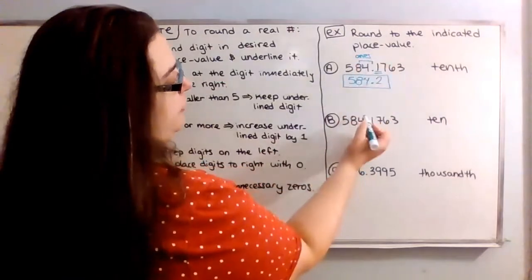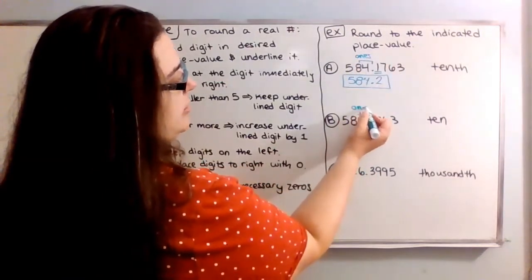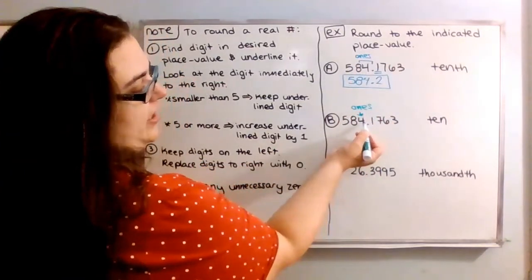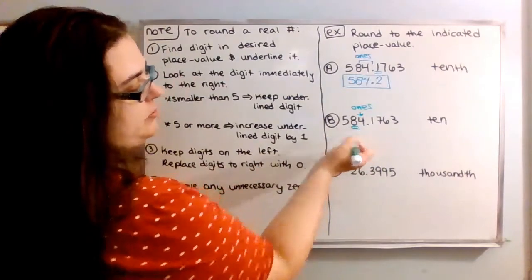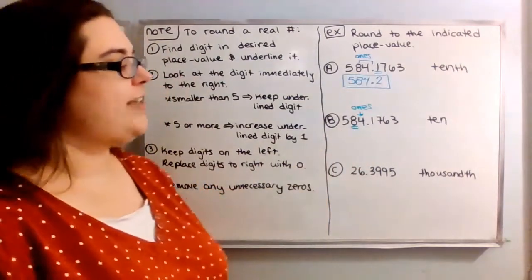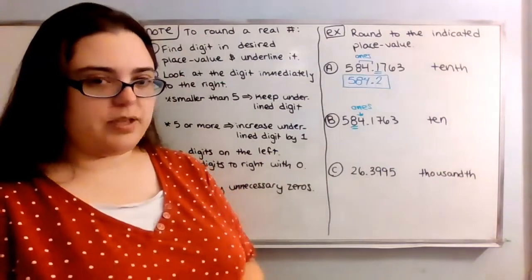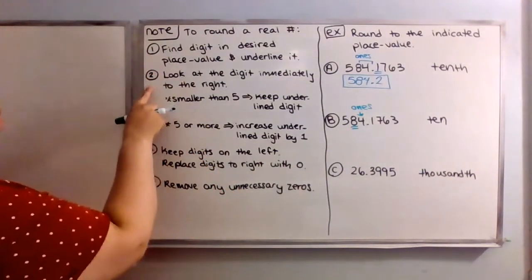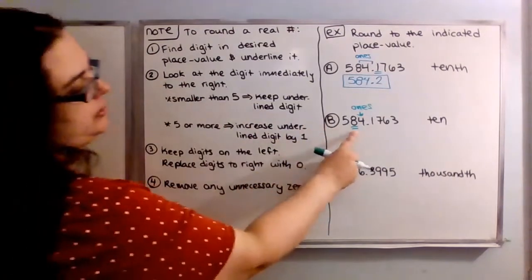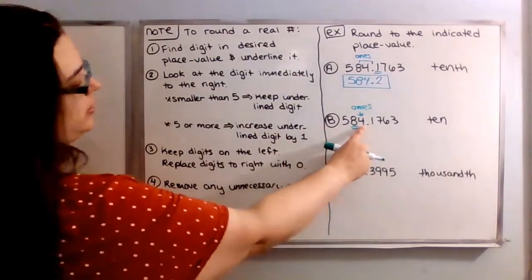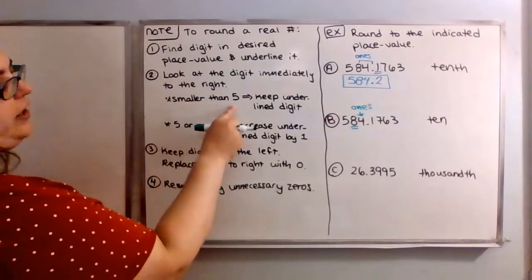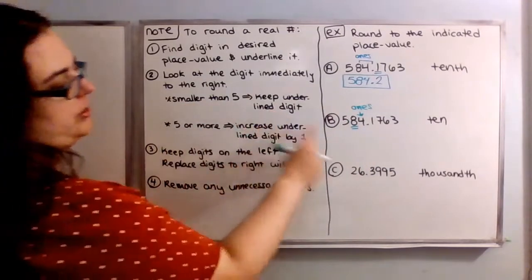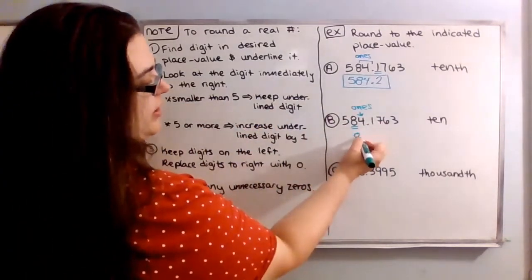As before, the 4 is in the ones place. To find the tens place, that's going to be in the spot immediately to the left. So the 8 is currently in the tens place. That's step 1. Step 2, we're going to look at the digit immediately to the right. Immediately to the right is a 4. 4 is smaller than 5, so we're going to keep that underlined digit. So we're going to keep this 8 the same.